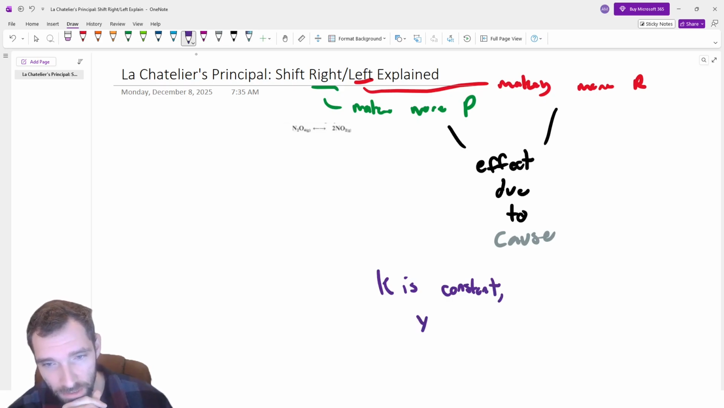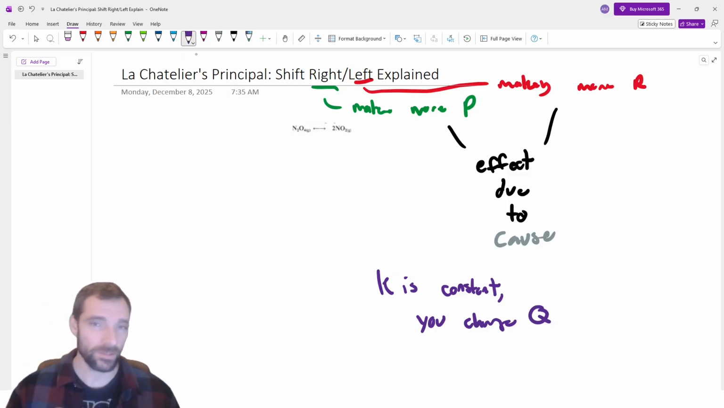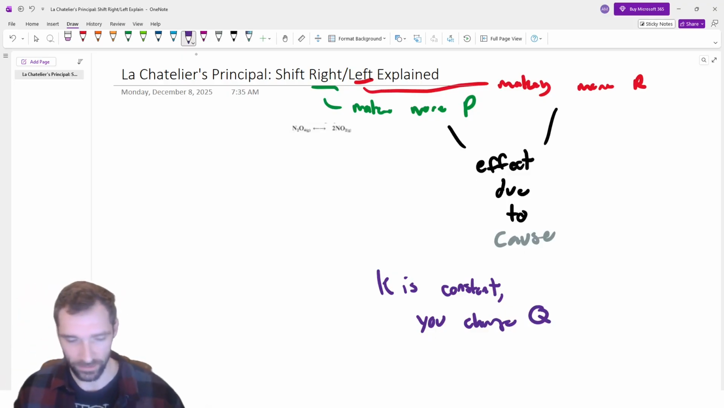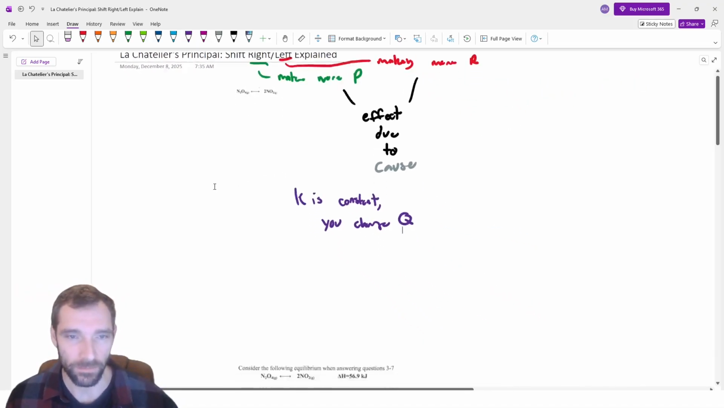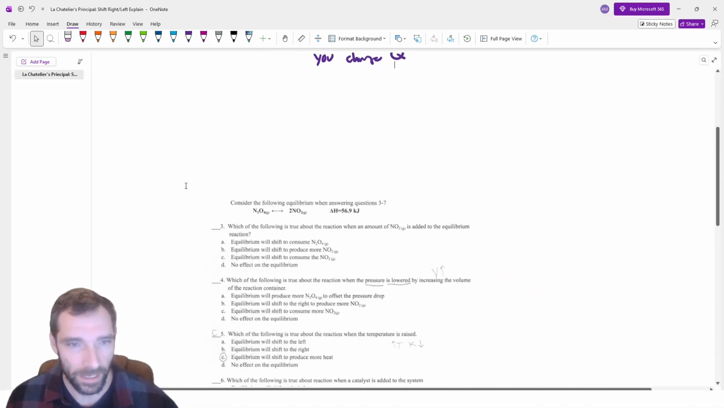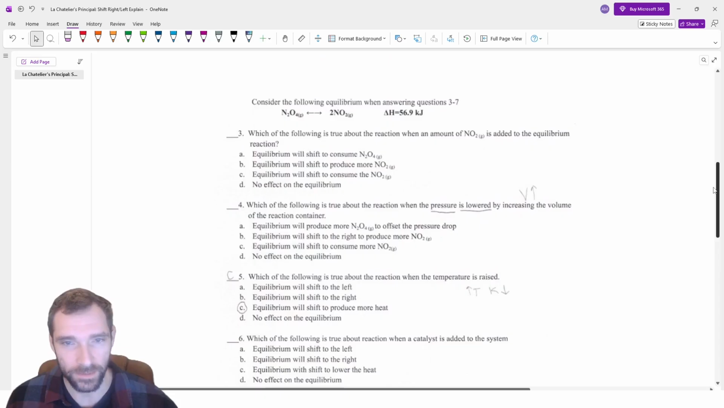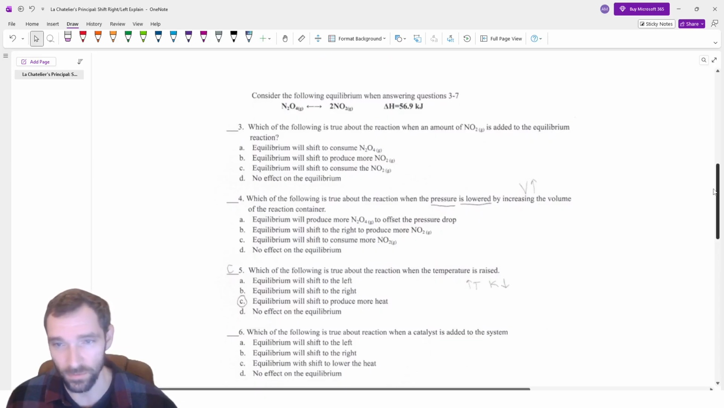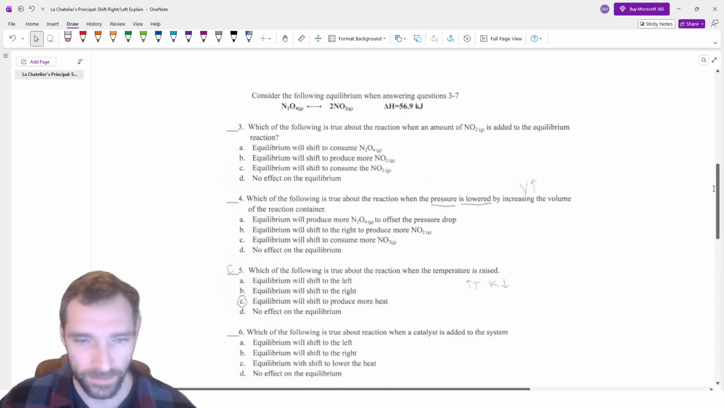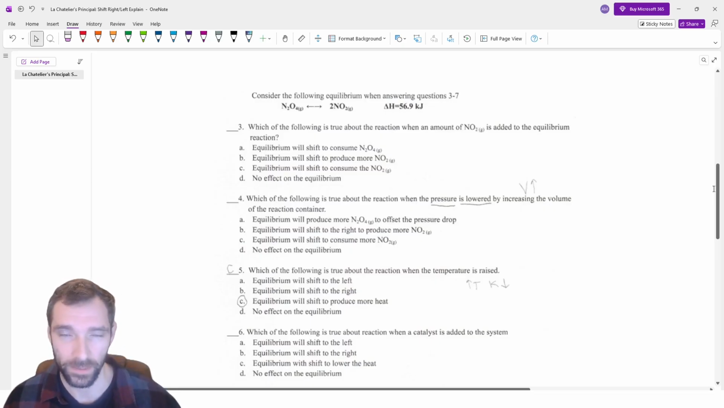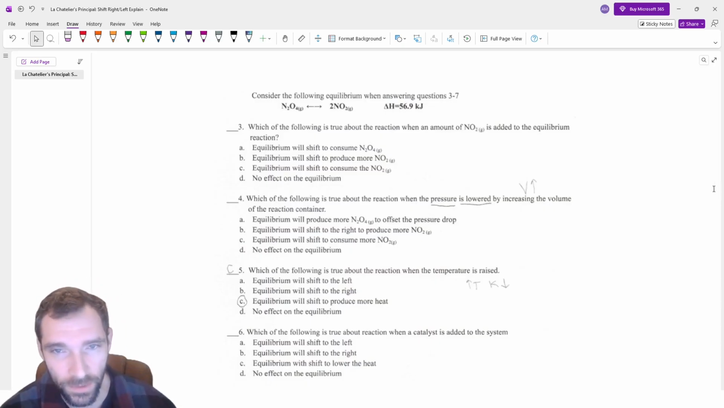and you change Q. This is going to be things like when you're just adding or taking away some reactant from the reaction. So in this question set here, we've got a number of problems. Some of them are a bit more straightforward and probably easier for you, and some are going to be a little bit harder. So if we look at question 3 here, they're saying that we're adding this NO2.